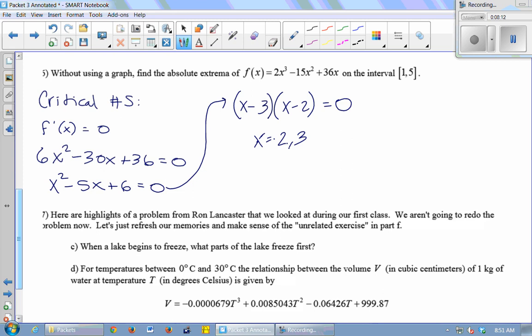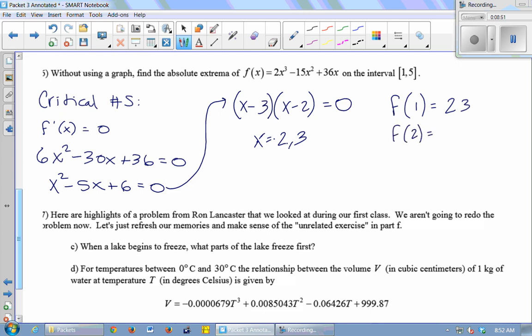I don't need to figure out if those are local maxes or local mins or neither, because I'm on a closed interval and I just want the highest point and the lowest point. So I just need to know the function value at these two, and at 1 and at 5. The highest point is my global max. So I'm just going to take f of 1 from the endpoint of my interval. So that's going to be 2 minus 15 is negative 13 plus 36 is 23.